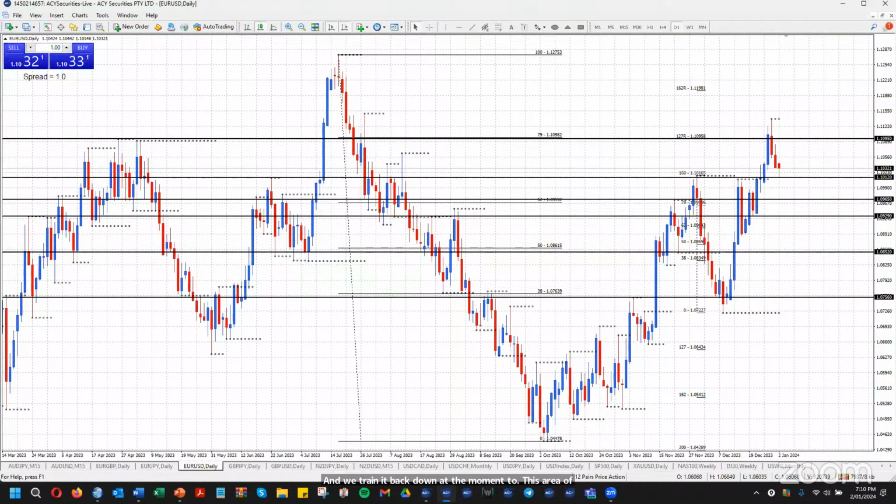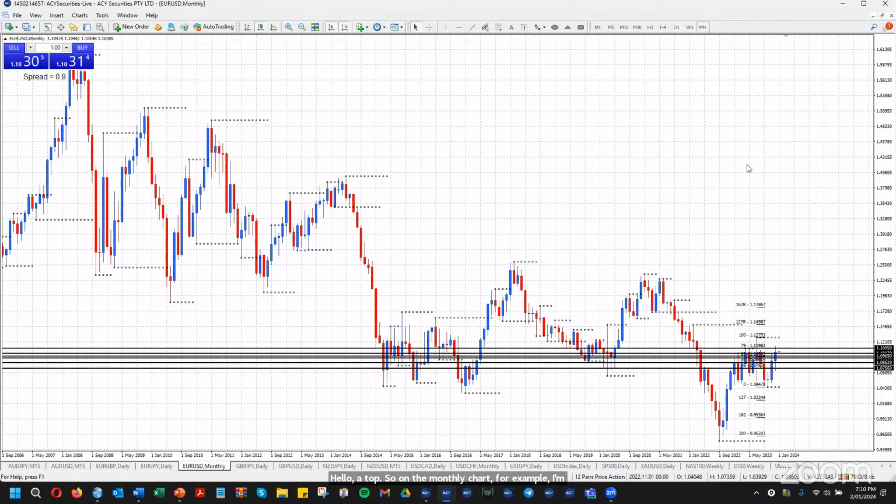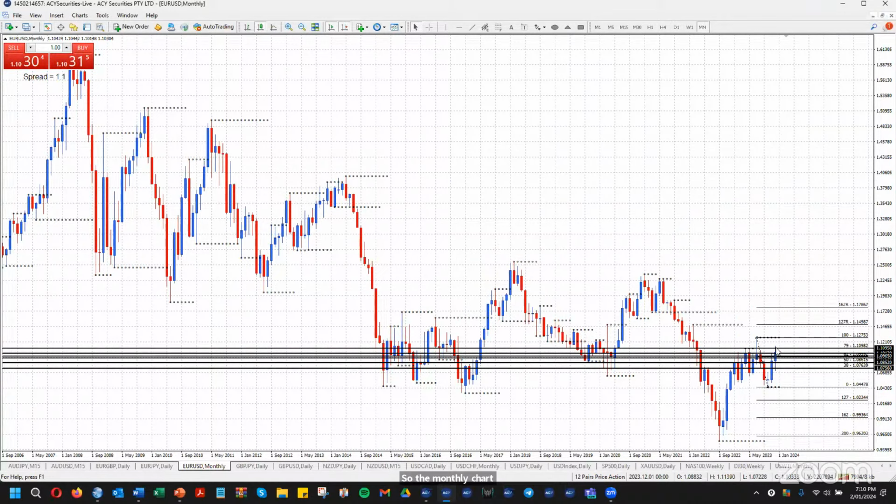Now this could just hold its trend at the moment, depending on your philosophy. Do you think we've been retracing up to form a lower top? So on the monthly chart, for example, all right, I'm going to need to get rid of some of these fibs. So on the monthly chart, are we coming up to form a lower top to this area of resistance to continue to maybe then move down, or are we continuing up and through?